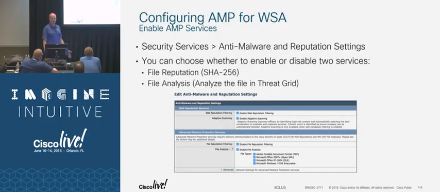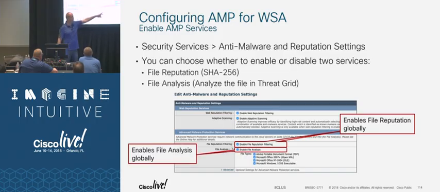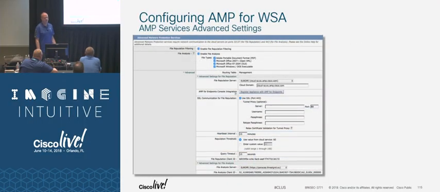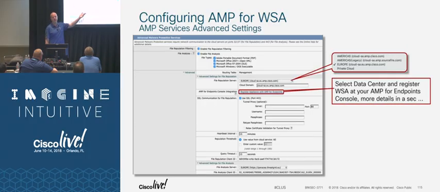Configuration is super simple. Two checkboxes, turning on reputation and file analysis. You pick the file reputation, single checkbox. For file analysis, you tell it what file types you want to be turned on. And again, those file types are global: PDF, Office documents, and executables for right now. Now we get into the actual detailed configuration. You have the ability to select which cloud you go to. Most of you in here are, I suspect, US.